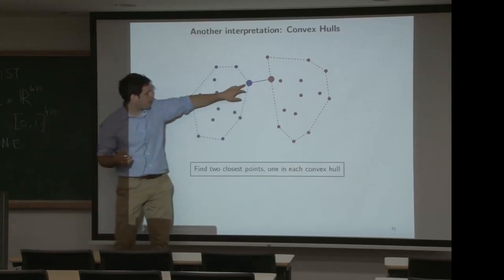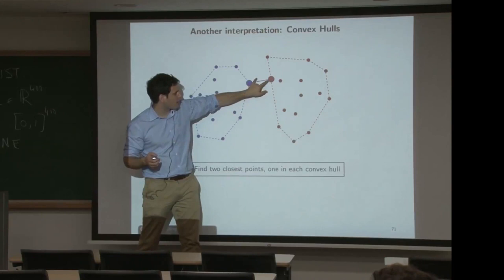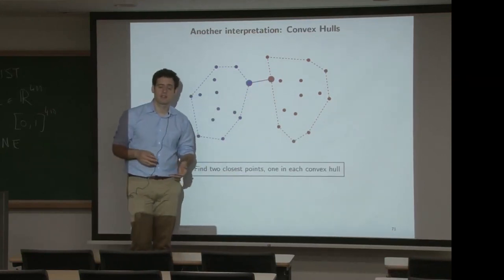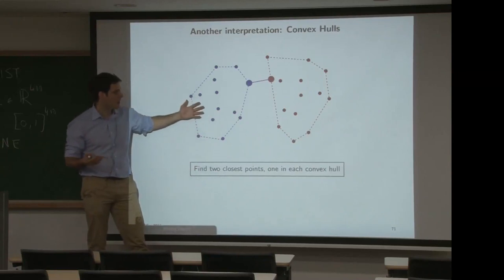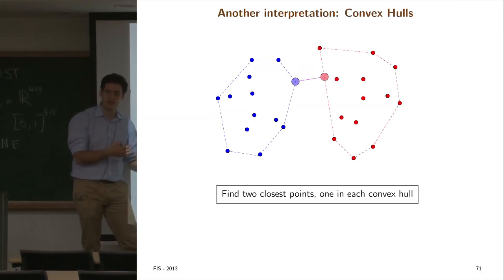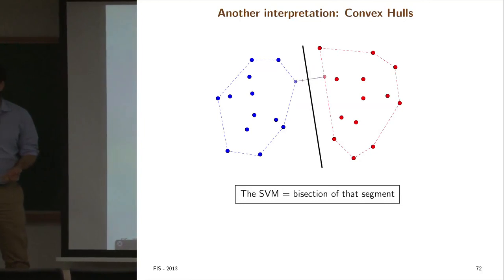You're basically trying to find the blue point and the red point which are the closest to each other. This is well defined. This is actually usually called the distance between two sets. It's the minimum of the distance between x and y, where x belongs to the first set and y belongs to the second set.